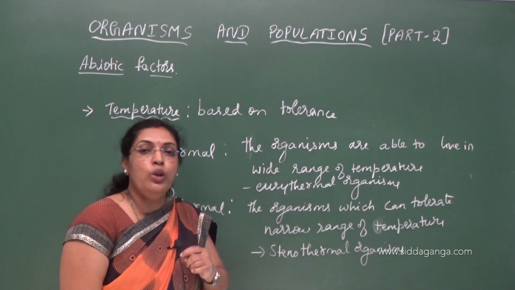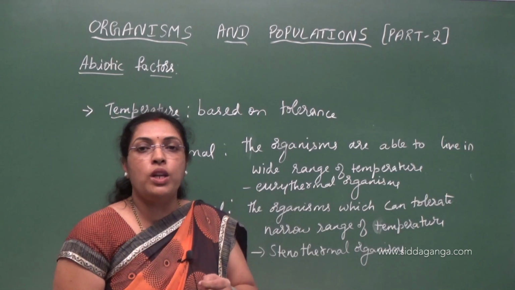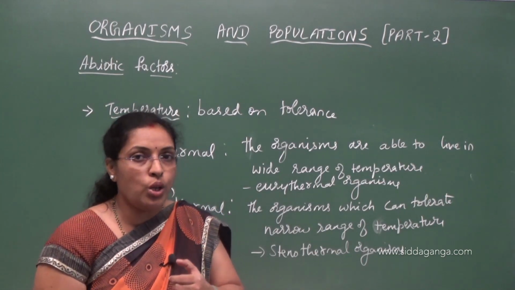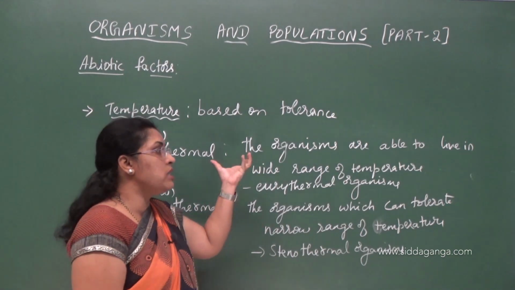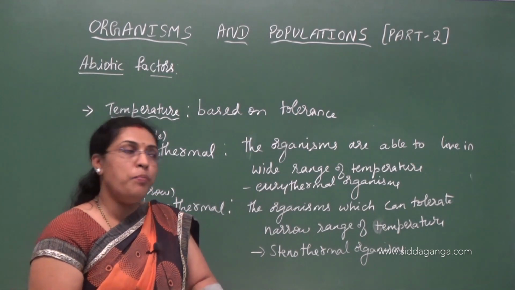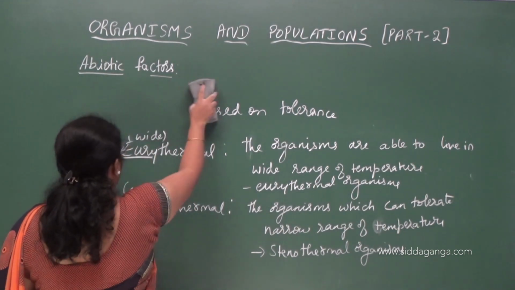Nowadays we know that due to deforestation and global warming, the temperature of the earth is increasing day by day. If this continues, that is going to affect the life of organisms. Some species may become extinct. So that is about temperature.